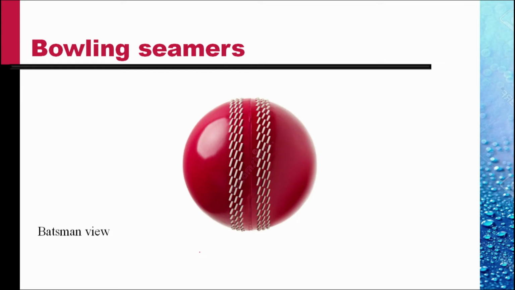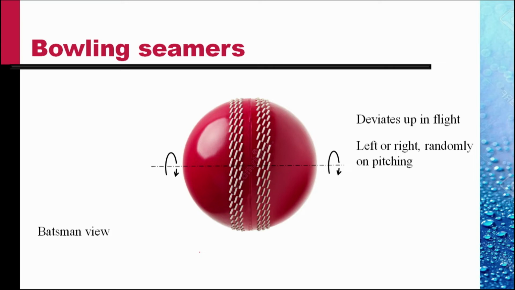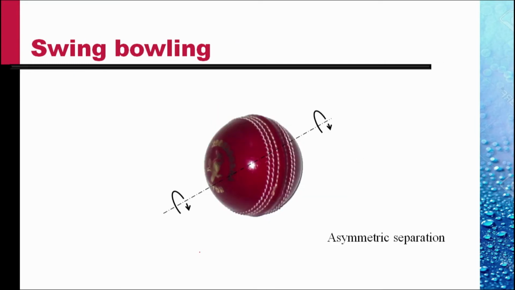But this is not in control of the bowler. The ball could go either way. So neither the bowler nor the batsman can predict where the ball would go. If it deviates a little bit in flight, left or right, and only on pitching, randomly on pitching.